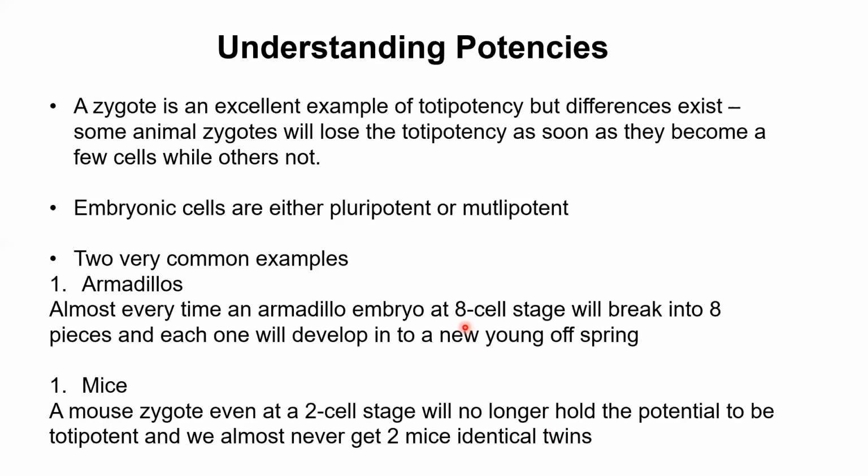Imagine if an armadillo embryo at the 8-cell stage breaks into 4 pieces, then there will be 4 armadillos. If it breaks into 8 pieces, it will be 8 armadillos. More than 8 it cannot, because there are only 8 cells. But less than 8, it will always be that number. If it breaks into 6 cells, it will be 6 armadillos. But the problem in mice is that the moment it gets to the 2-cell embryo stage, it is no longer totipotent. It might be pluripotent, it might be multipotent, but it's not totipotent anymore.